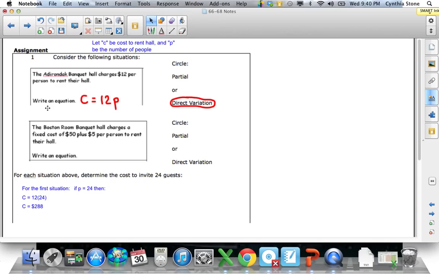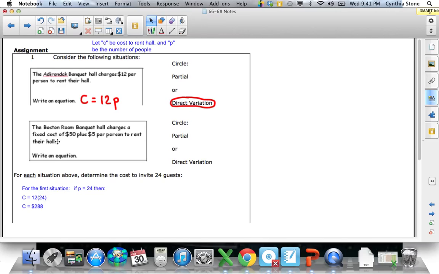Okay? And then write an equation. So I said right up at the top, let C be the cost to rent and P be the number of people. So what it means is if I'm going to rent that hall, and if I have 100 people coming, it's going to cost 12 times 100, right? That becomes my equation. So I want you to do this one on your own. And then once you've got these two done, it says for each situation, determine the cost to invite 24. So I'm going to take the first equation, I did it for you, and substitute in 24 for P. P equals 24.